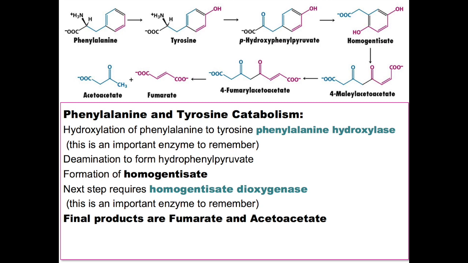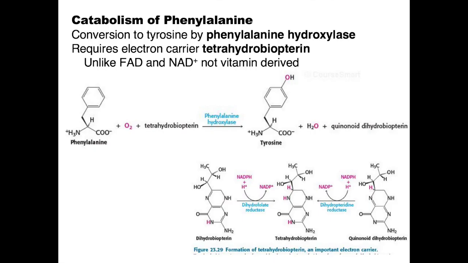The product of this reaction is 4-maleylacetoacetate. This eventually is going to be broken down into two products: acetoacetate that can enter the TCA cycle at the level of acetyl-CoA, and fumarate. In the catabolism of phenylalanine, the conversion to tyrosine by phenylalanine hydroxylase requires an electron carrier, tetrahydrobiopterin. But unlike FAD and NAD+, tetrahydrobiopterin is not vitamin-derived. This is because we can make this ourselves.